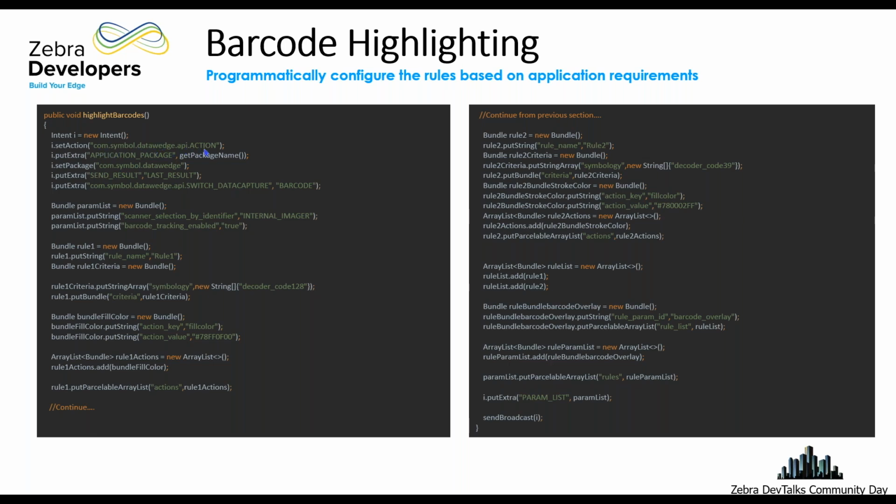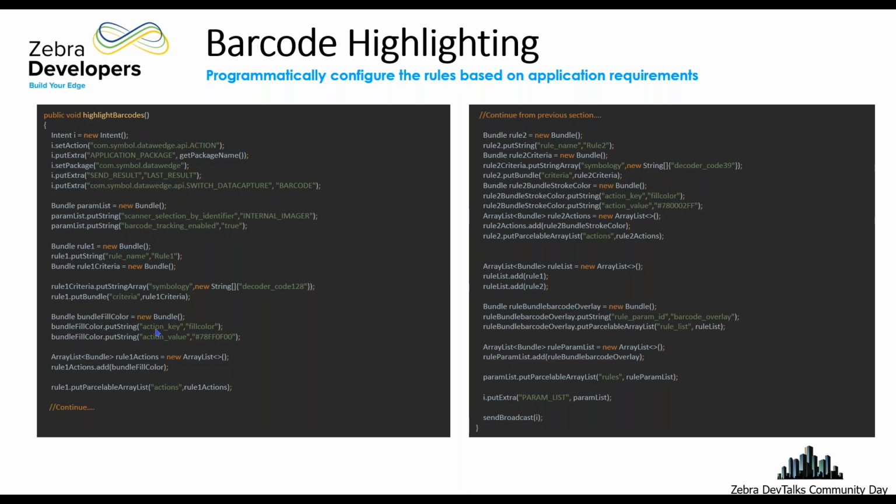So that we add in the DataWedge action. Package name is your package name, and we are sending an explicit intent. We are marking the package name as com.symbol.datawedge, and we are expecting the return result and switch data capture, and we are setting the barcode. That is, in case you have selected any other input type like workflow input or any other type, we are switching back to barcode, and then we are selecting the internal imager and barcode tracking enabled set to true.